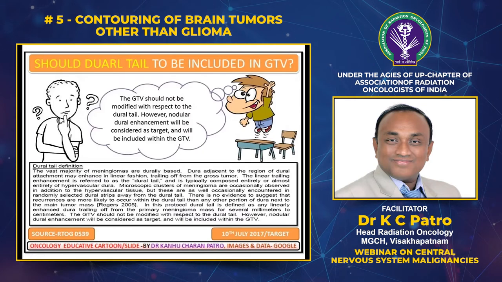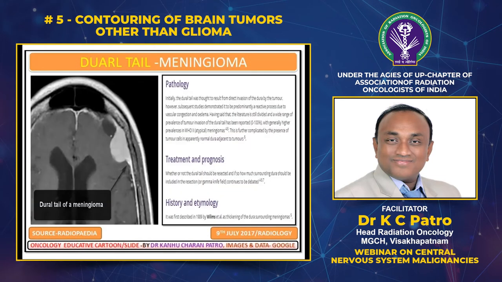However, nodular dural enhancement will be considered as a target and will be included within the GTV. So if you see in this picture, this nodular enhancement is there. You have to take this as a GTV, but you should not include all dural enhancement adjacent to your meningioma.